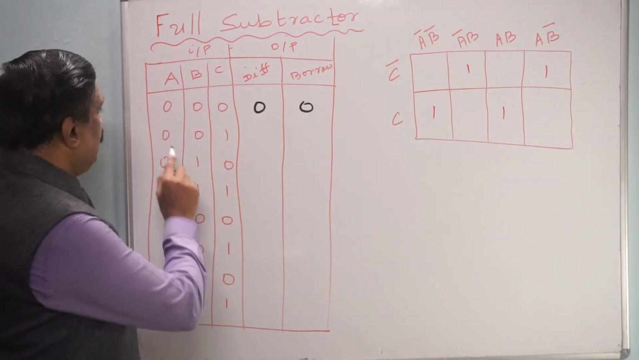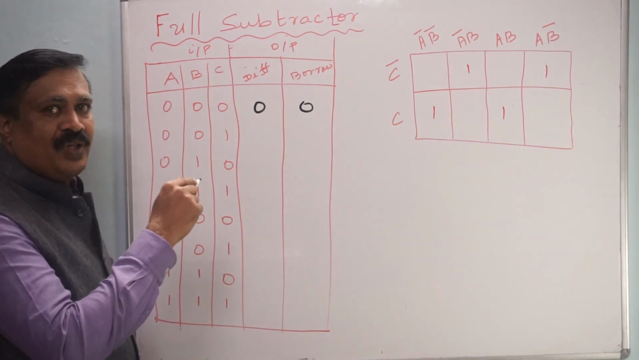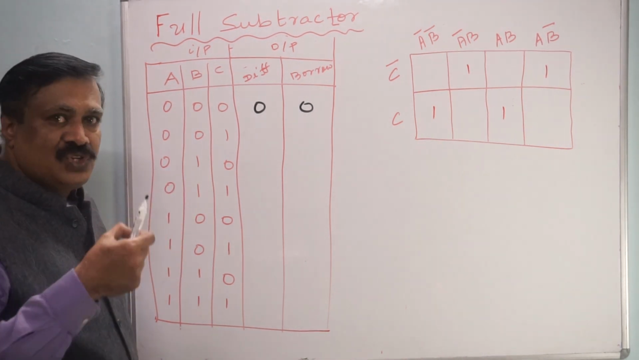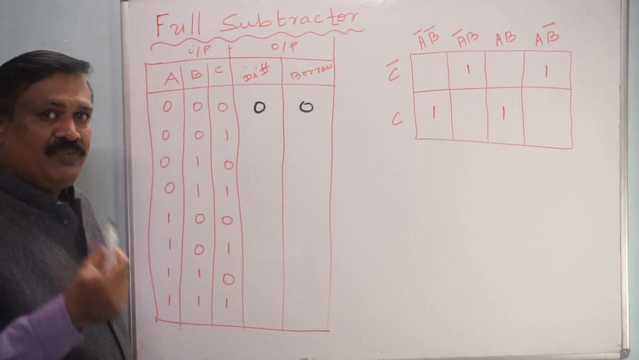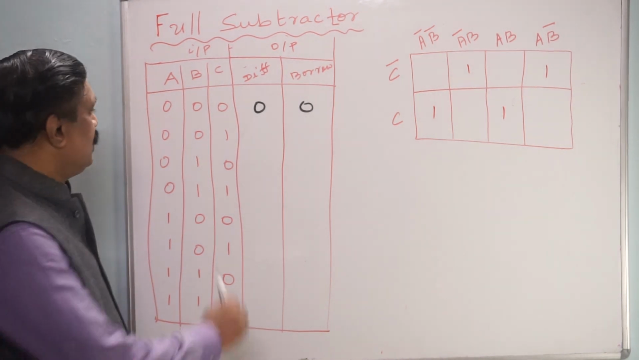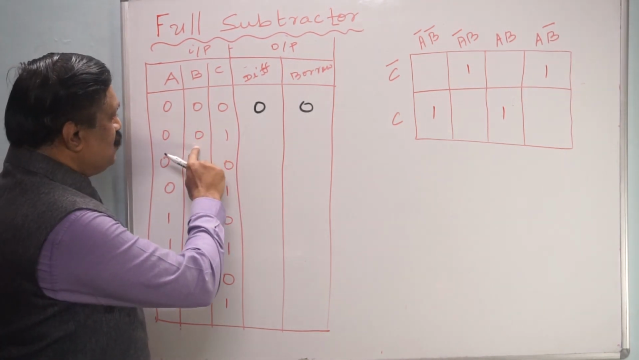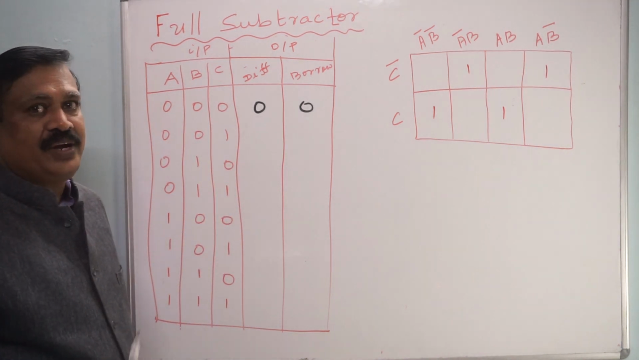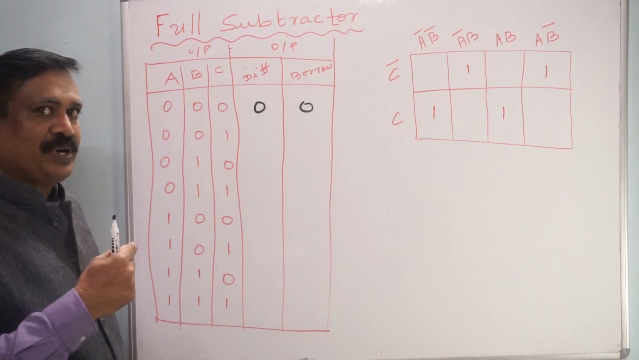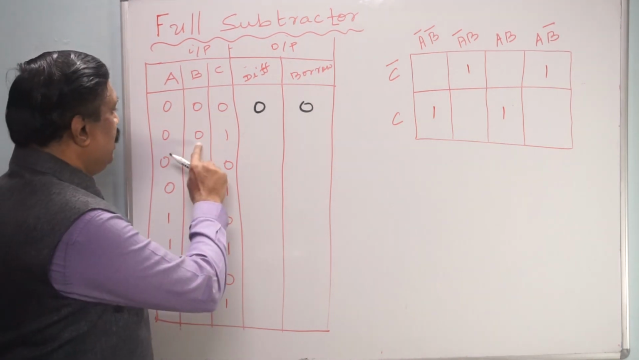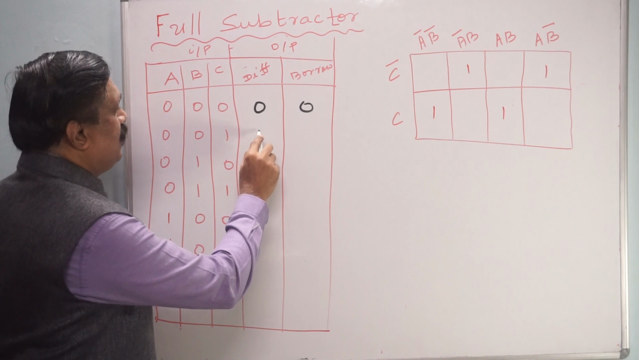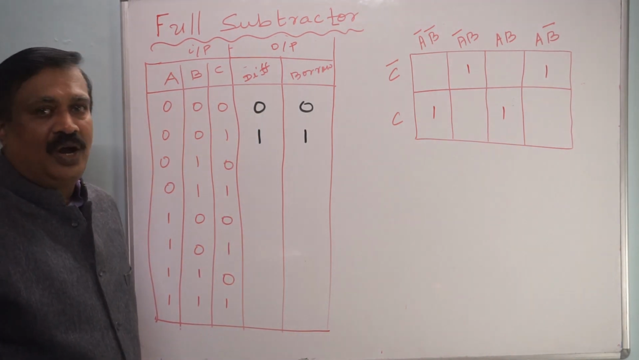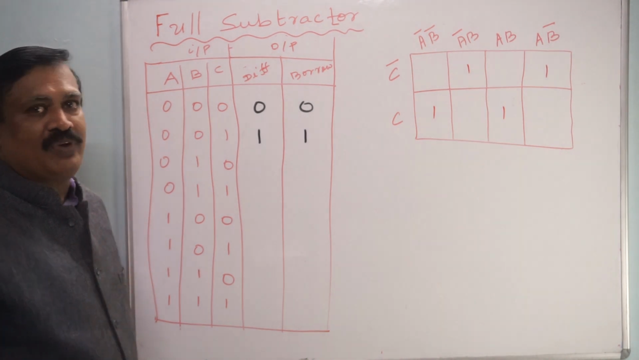And here 0 minus 0 is 0, and then 0 minus 1. You have to remember, when there is a 0 minus 1, always there will be a borrow. Because if you subtract 0 minus 1 it is equal to 2 minus 1, as I already told you in the half subtractor. Therefore it is 2 minus 1, difference is 1, and you are borrowing. Therefore always 0 minus 1 means borrow will come.